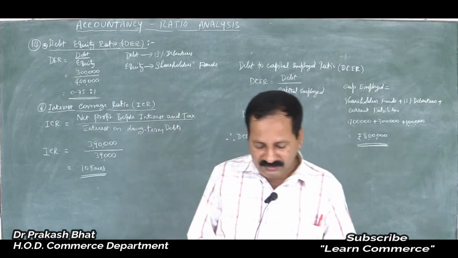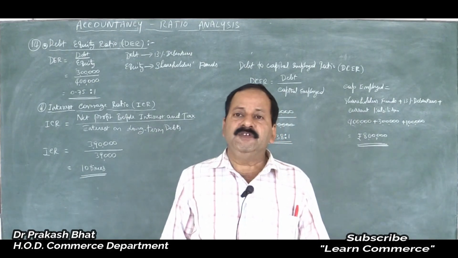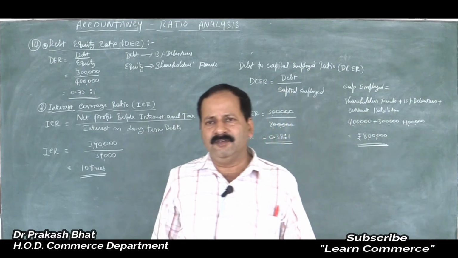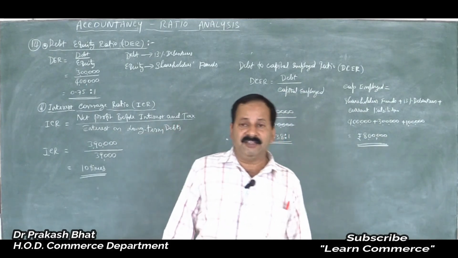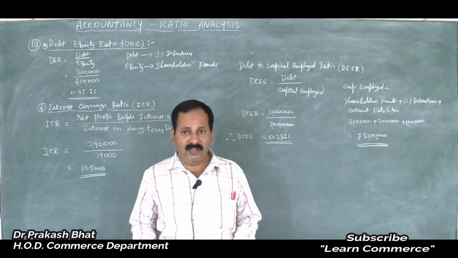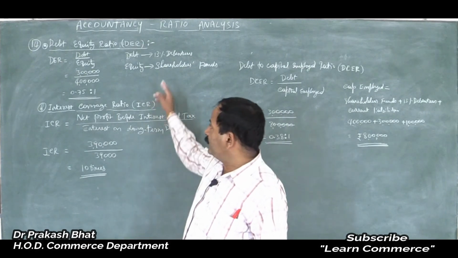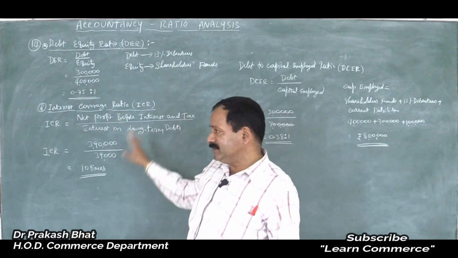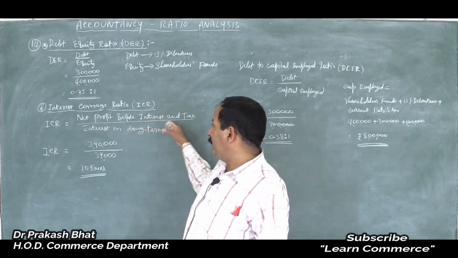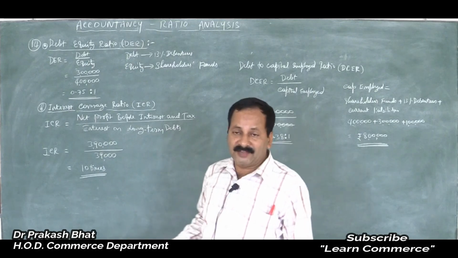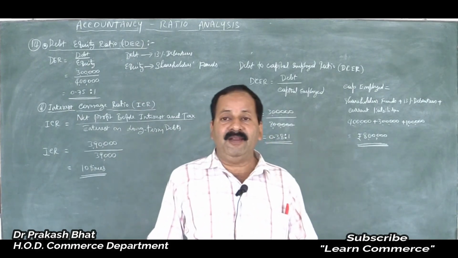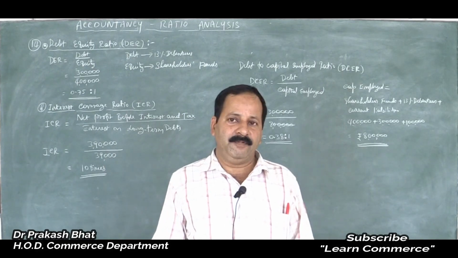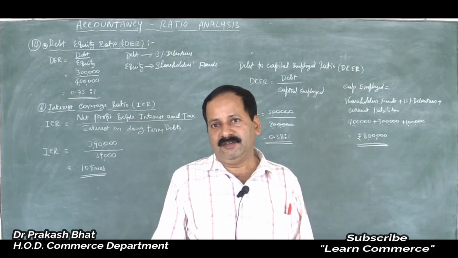This is how we have to solve problems. If there are more number of ratios, it is very easy to calculate. The only thing is that you should remember the formula and you should know what to take whenever some item is there. Interest on long term debts means what you should take, net profit before interest and tax, that you should know. If you know it very well, then easily you can solve the problem and you can score full marks.